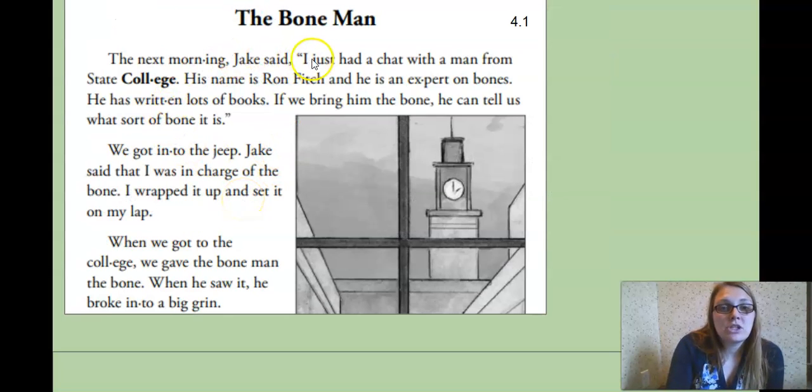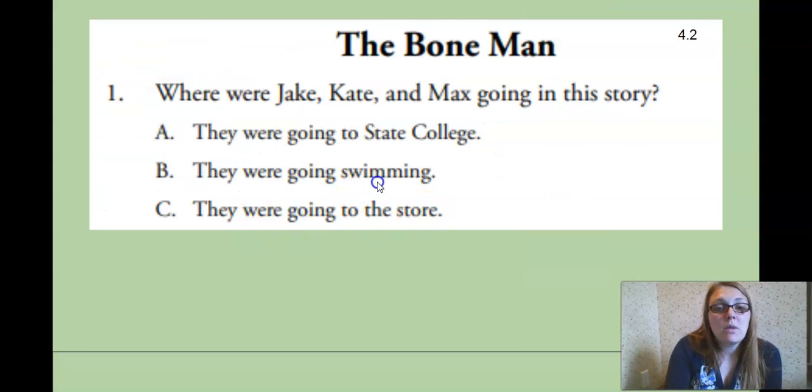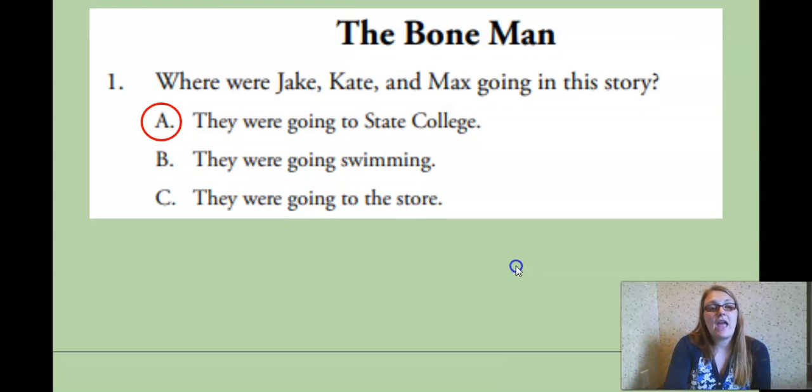Okay, in the morning, Jake said, I just had a chat with a man from State College. If we bring him the bone, so we got a Jeep. All right, so it looks like they were going to the college. I don't see anything in here about going swimming or to the store. So we're going to select answer A. They were going to State College.